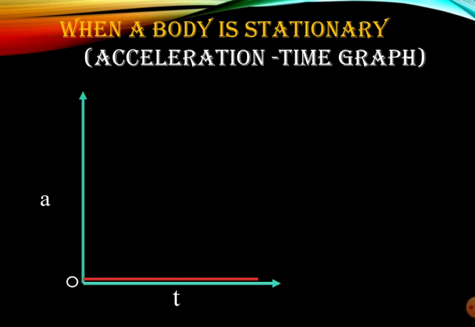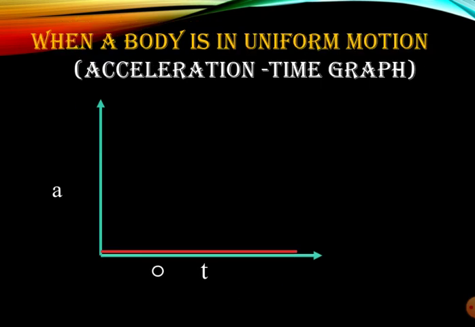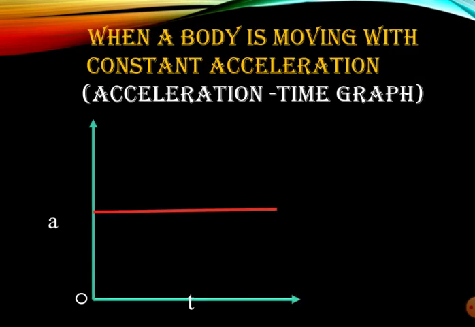If your body is stationary, your acceleration time graph will be a graph parallel to the x-axis, and it will be on the x-axis. You will see the red line onto the x-axis. When the body is moving with uniform motion, the velocity remains the same; final velocity and initial velocity remain the same. In that case it is the same as the previous graph. That means acceleration is equal to 0, so it will be along the x-axis.